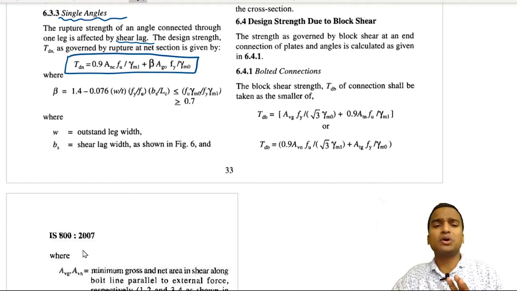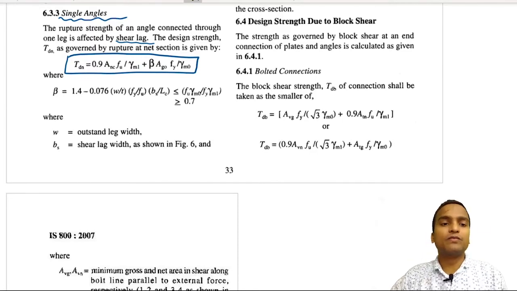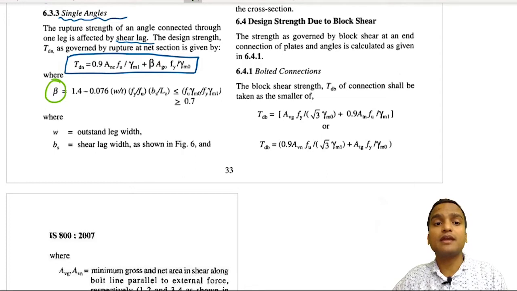Now there is a slight addition: plus beta Ag0 Fy by gamma m0, where beta is equal to 1.4 minus 0.076 (w/t)(Fy/Fu)(bs/Lc). It should be less than Fu gamma m0 divided by Fy gamma m1, and it should be greater than 0.7 also. All the notations are given here. What is w, what is bs?